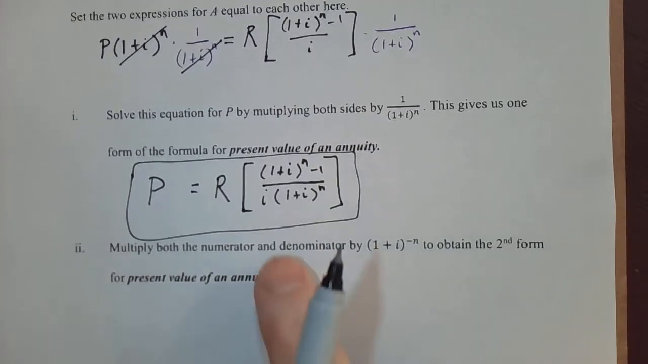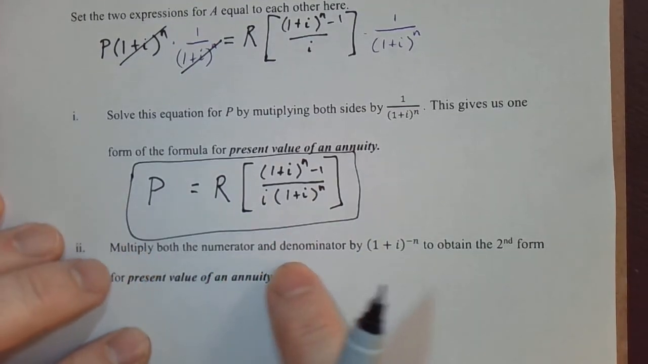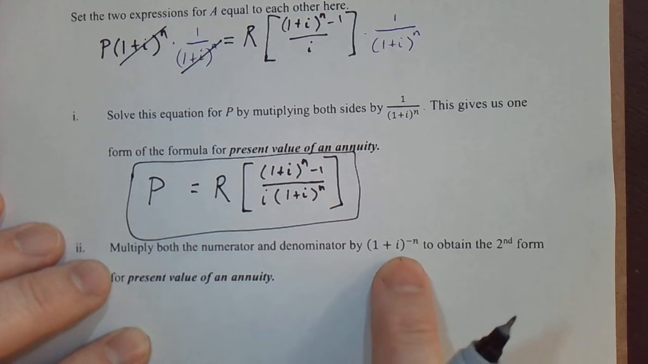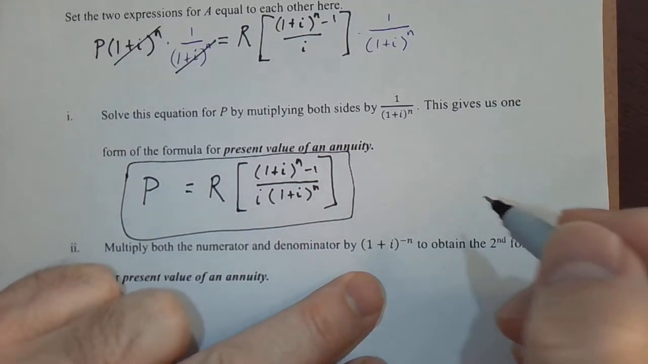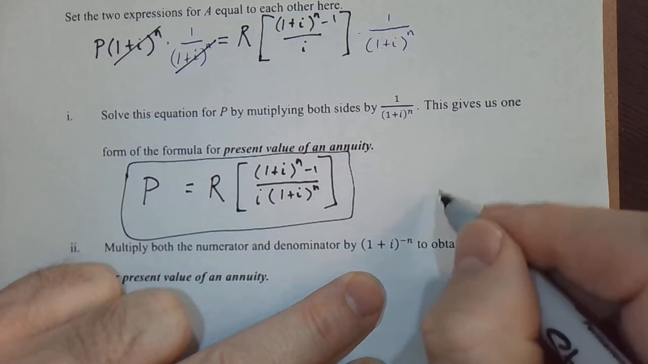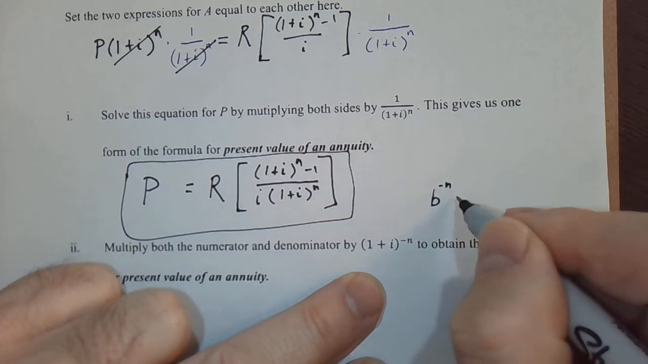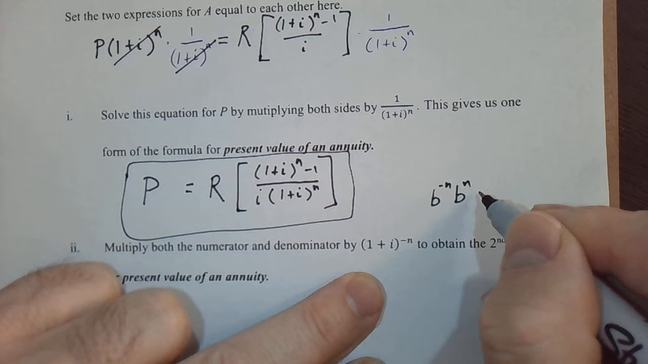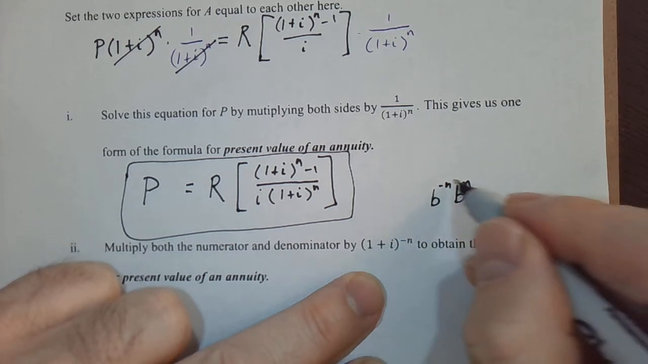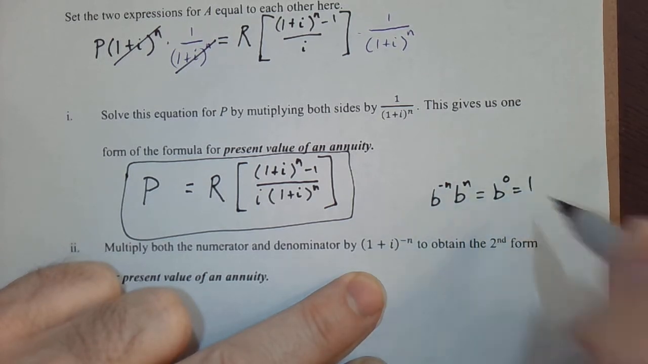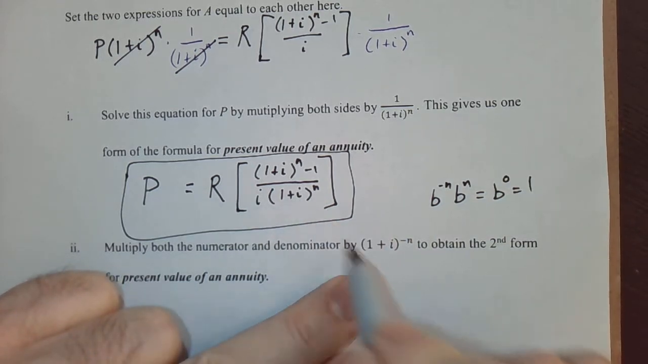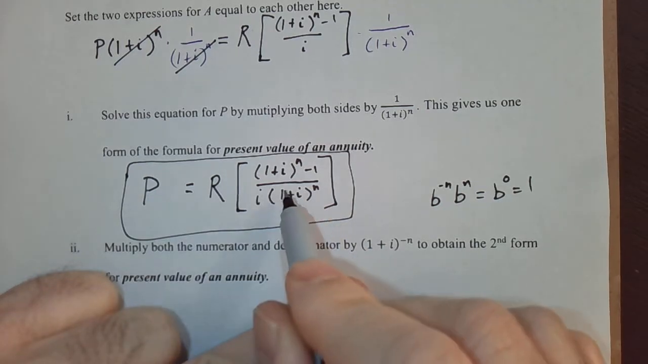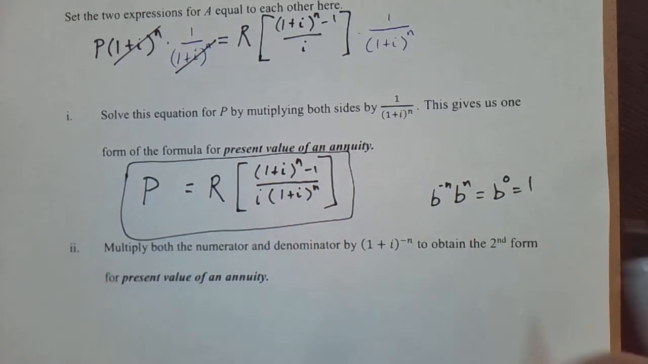The next one is obtained from this by simply multiplying the numerator and denominator by 1 plus I raised to the negative n. And if you remember your exponent rules, which I hope you do, we're going to use this fact. Let's just say b to the negative n times b to the n is equal to what? Well, you add the exponents and you get b to the 0, which is 1. So if I want to cancel out the 1 plus I to the n, when I multiply the denominator by this, it's going to give me just I in the denominator.